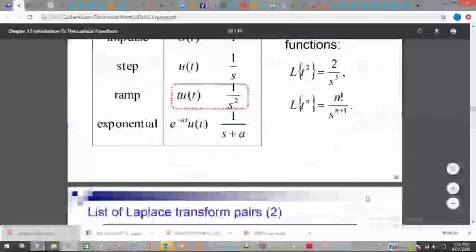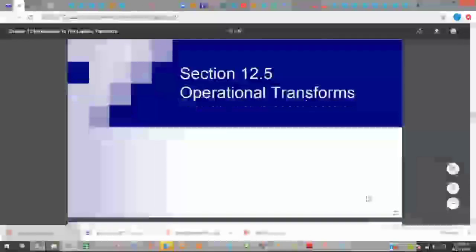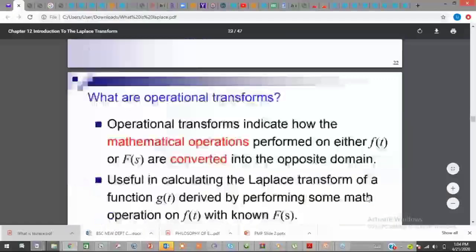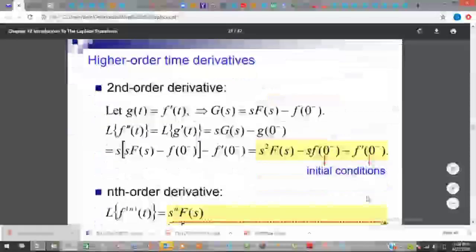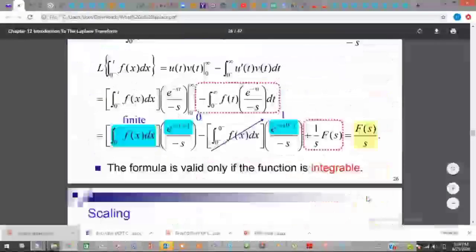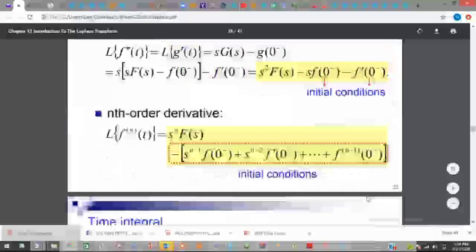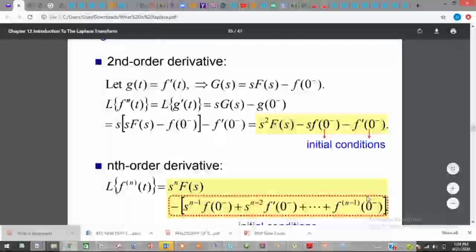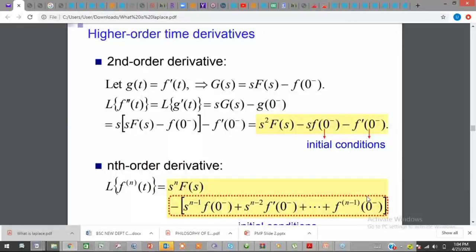Then we just talked about the second order derivative and the nth order derivative, which is the Laplace transform of f to the n of t, equal to s raised to the power n times F of s. So if you look at it, we need to have initial conditions in this place, and that is why I circled it in red: minus s raised to the power of n minus 1 times f of 0 minus, plus s raised to the power of n minus 2 times f prime of 0 minus, and so on, up to f to the n minus 1.